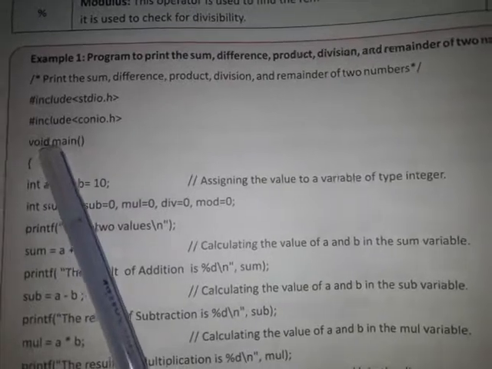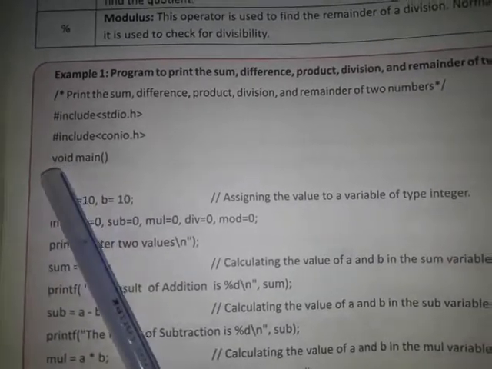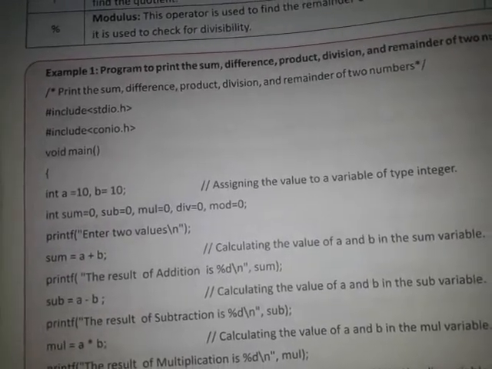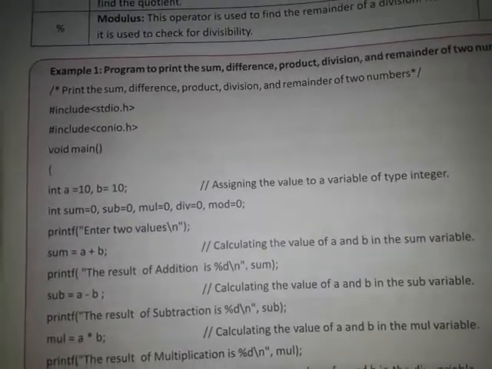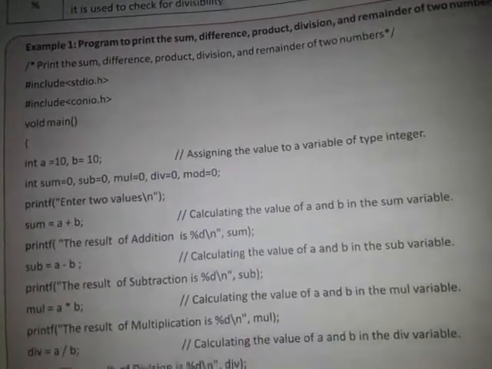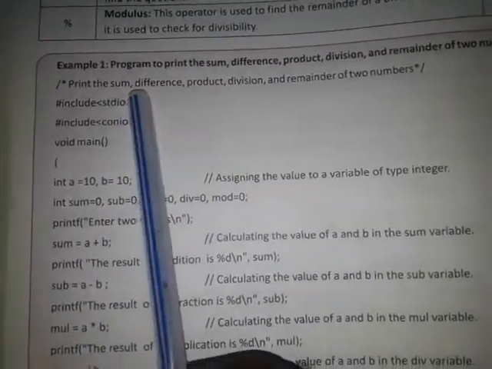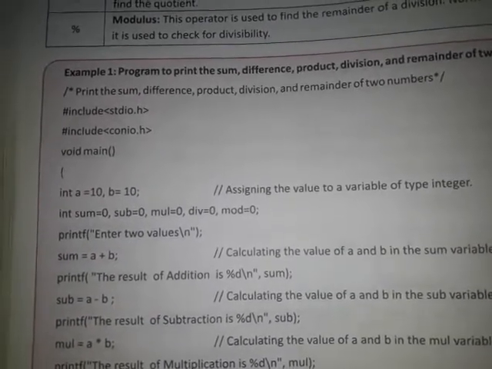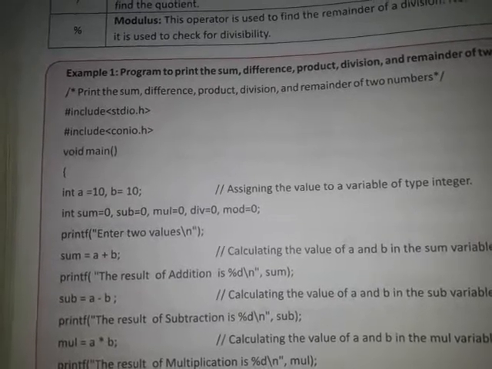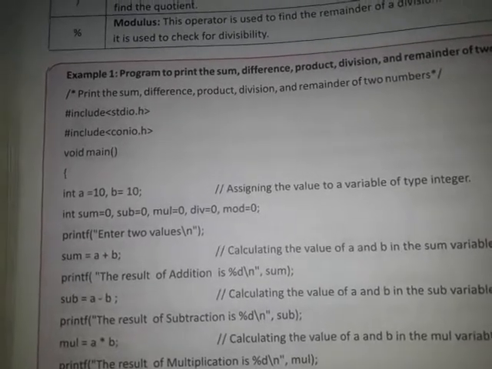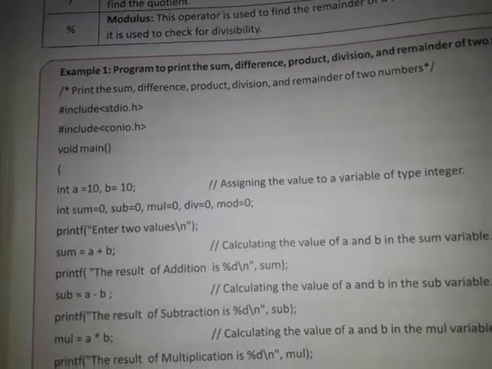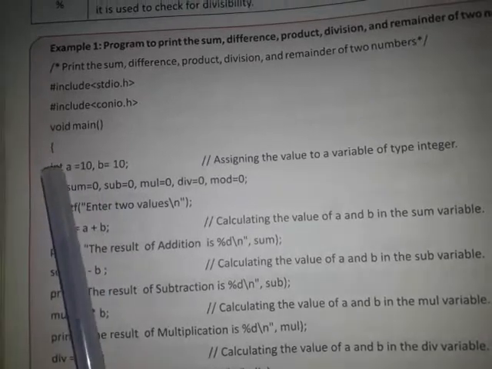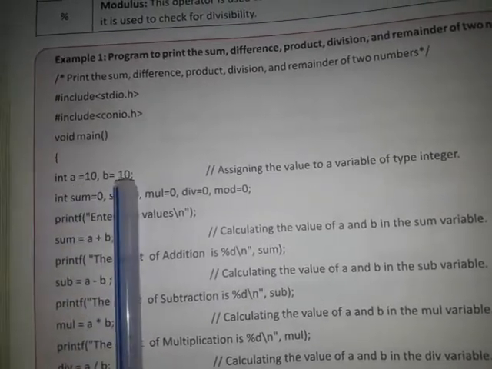Our program starts from here, void main. If you want to run this program, you have to install the Turbo C compiler on your computer, and then you can type this, and after compilation you can run this program. The main thing you have to notice is to type as it is written in your book. If there is any mistake, capital or small letters not matching, then the compiler will give an error. So here we declare two variables a and b, which are of type integer. The value of a is 10, b is also 10.